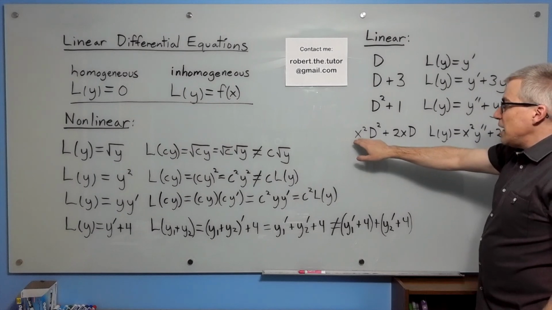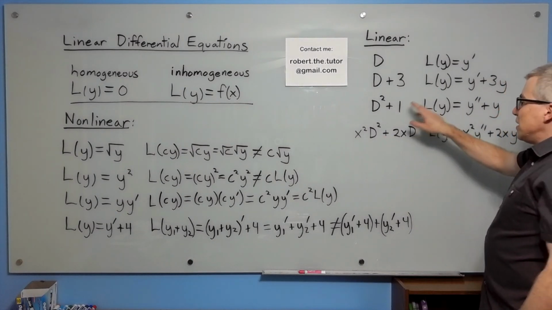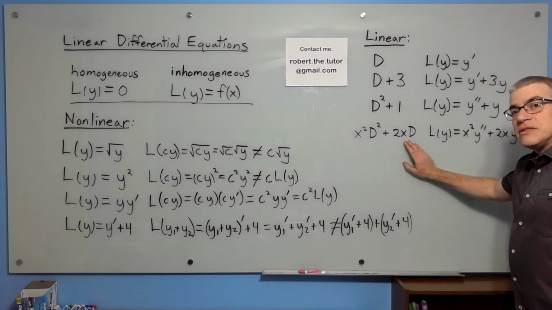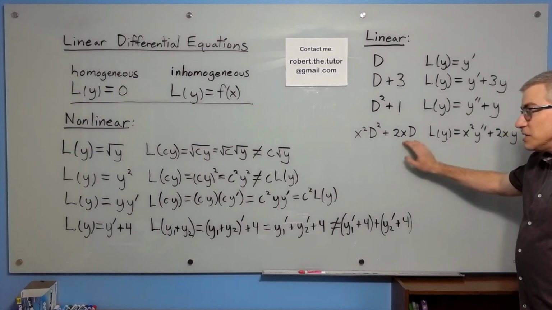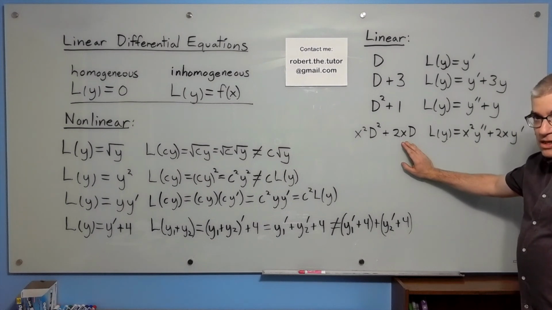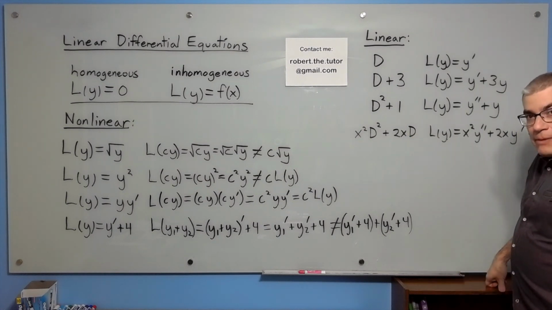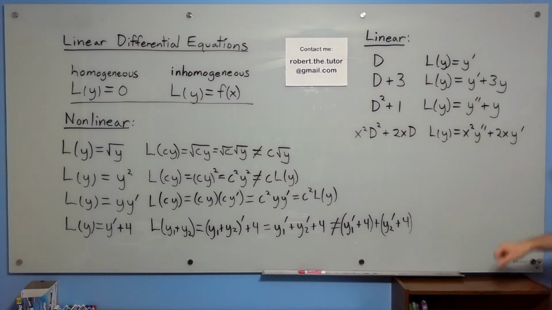Now this one, x squared D squared plus 2xD. That is a linear operator because x is not the input. Y is the input. This is a linear operator acting on y. It is not linear in terms of x, but that's not what we're talking about. This is an operator acting on y. So in those terms, it is certainly linear.